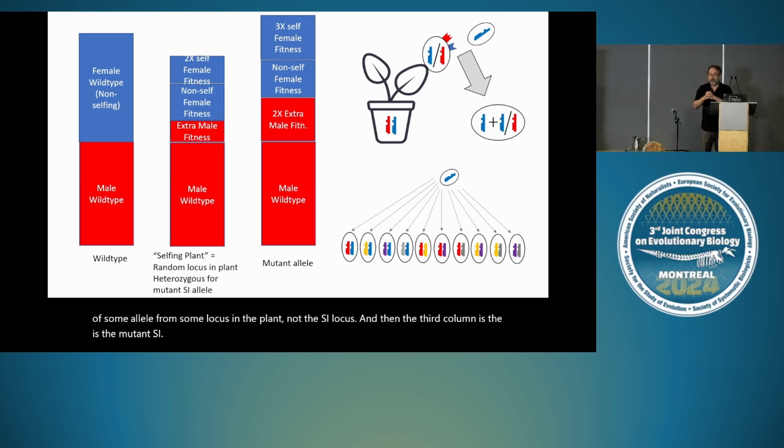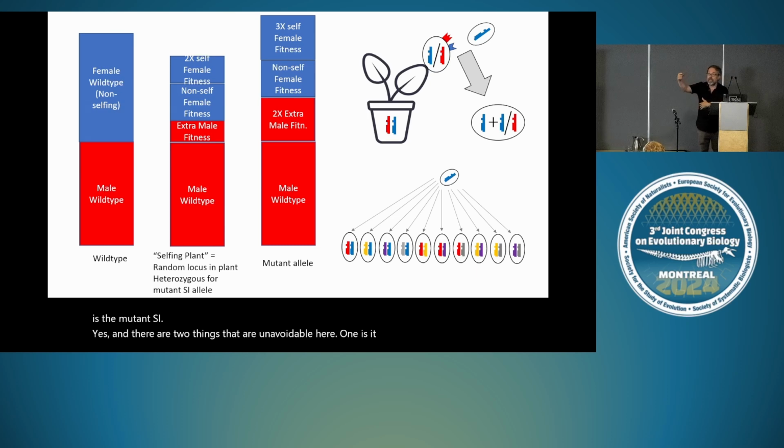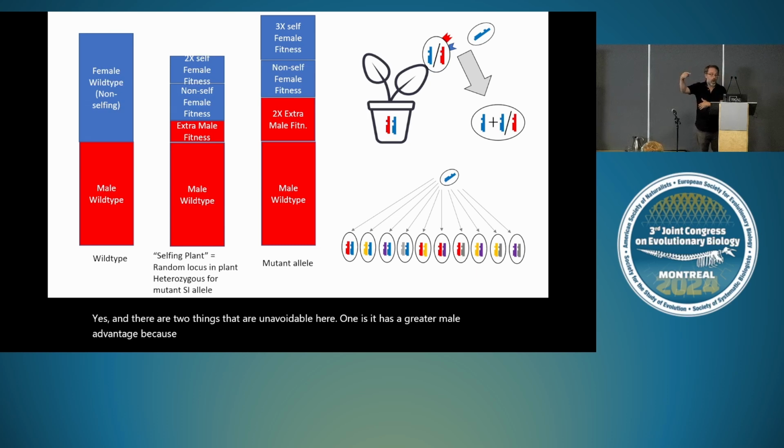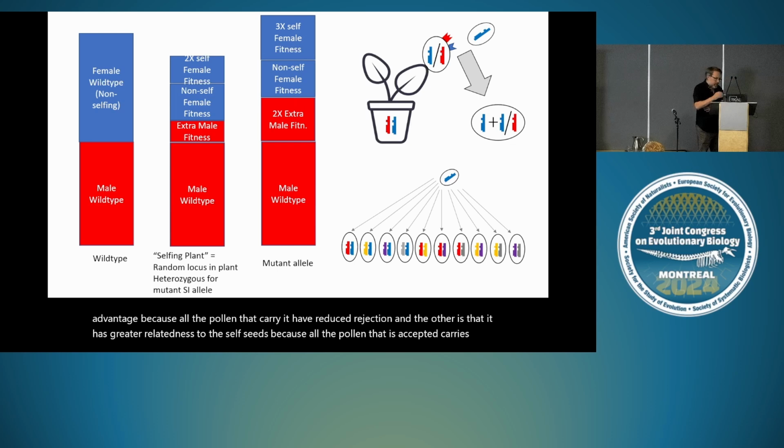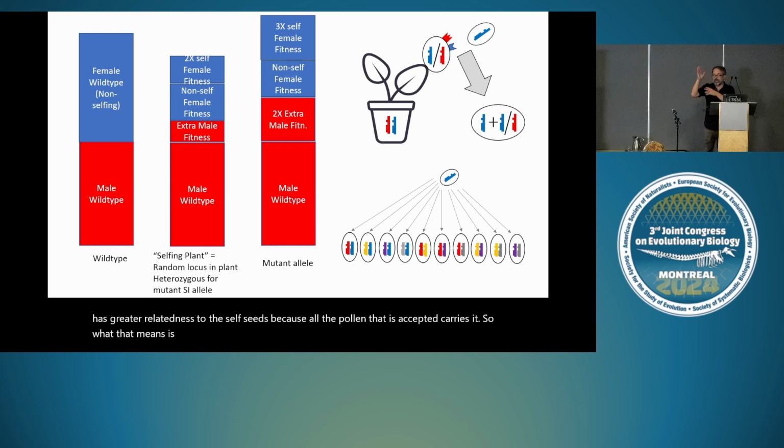There are two things that are unavoidable here. One is it has a greater male advantage because all the pollen that carry it have reduced rejection. And the other is that it has greater relatedness to the self seeds because all the pollen that is accepted carries it. So what that means is that it is unavoidable, as far as I can tell, that the mutant allele is expected to have greater fitness than the plant itself.